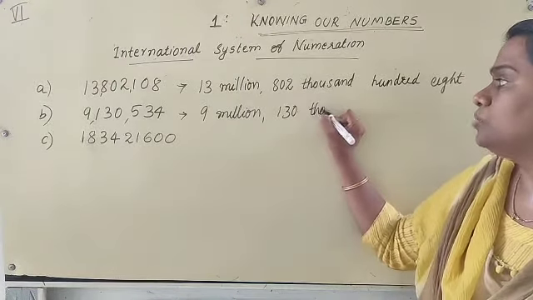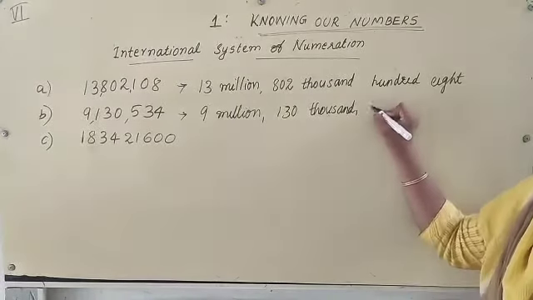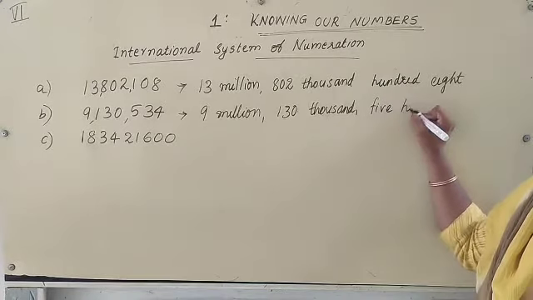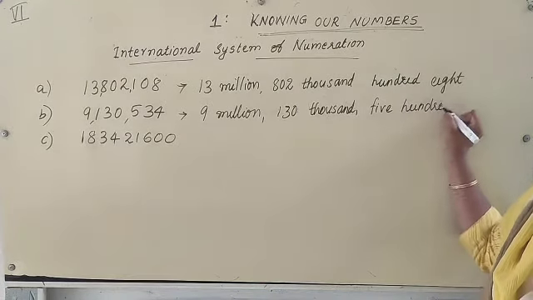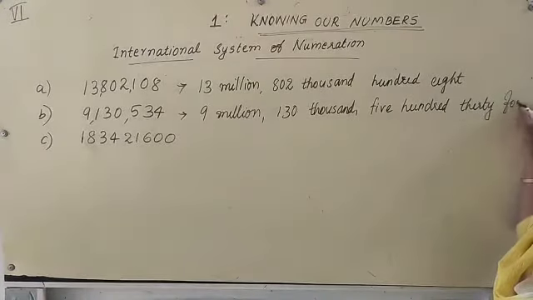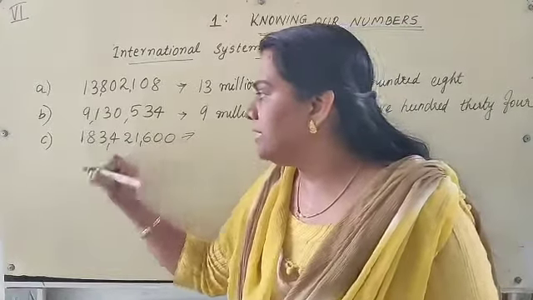130,000. 9,130,534. 534. Okay. And what about the last number? So we can assign commas.